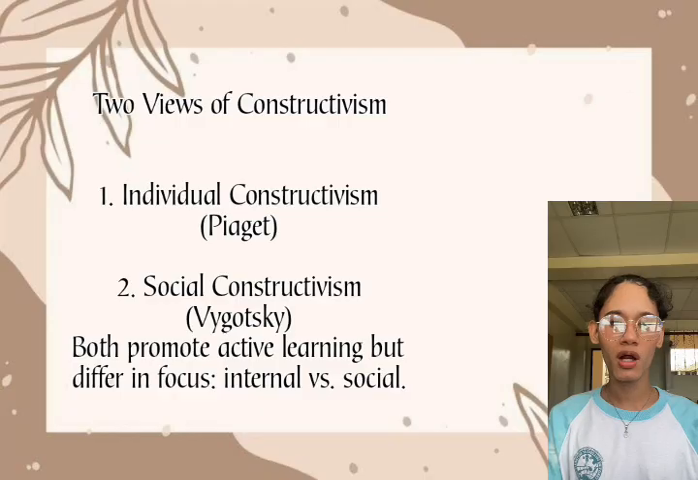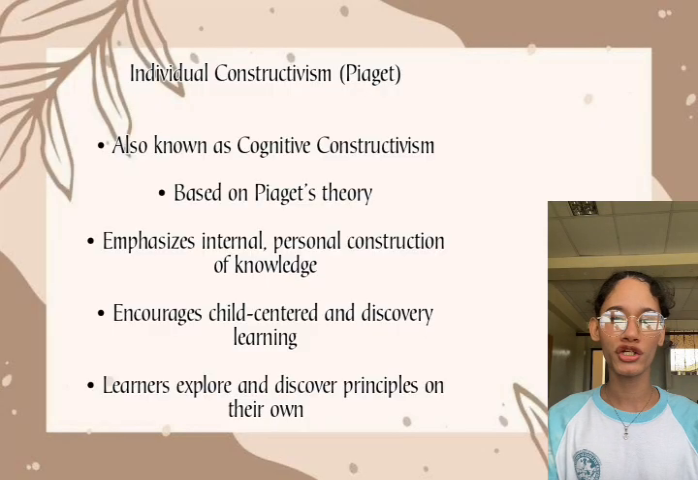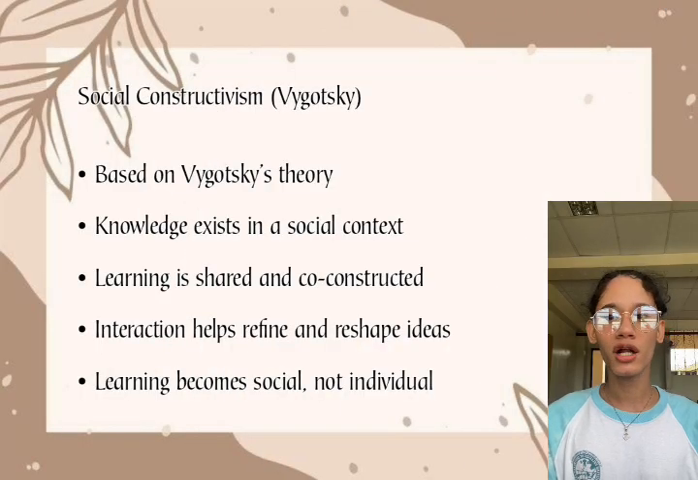Within constructivism, there are two main perspectives: individual constructivism and social constructivism. Let's discuss each one. First, individual constructivism, also called cognitive constructivism. This emphasizes the internal and personal construction of knowledge. It's largely based on Jean Piaget's theory. Here, learners are seen as independent explorers who build understanding through experience. Proponents of this view prefer child-centered and discovery approaches, allowing learners to find principles through their own exploration rather than direct instruction from teachers.